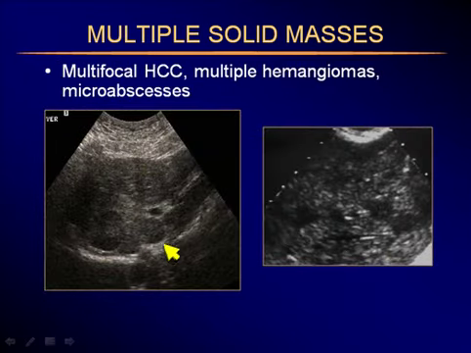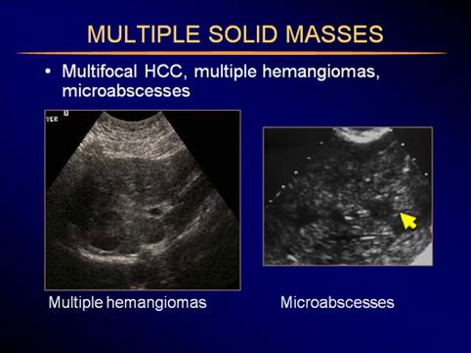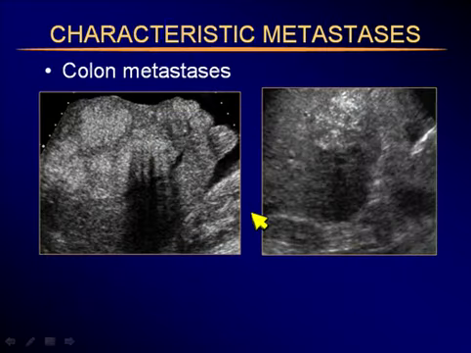Here's another patient with multiple focal hypoechoic masses, and this was multiple atypical hemangiomas. And this one with small hypoechoic masses was microabscesses in an immunocompromised patient. So multiple hypoechoic solid masses is not always metastatic disease.